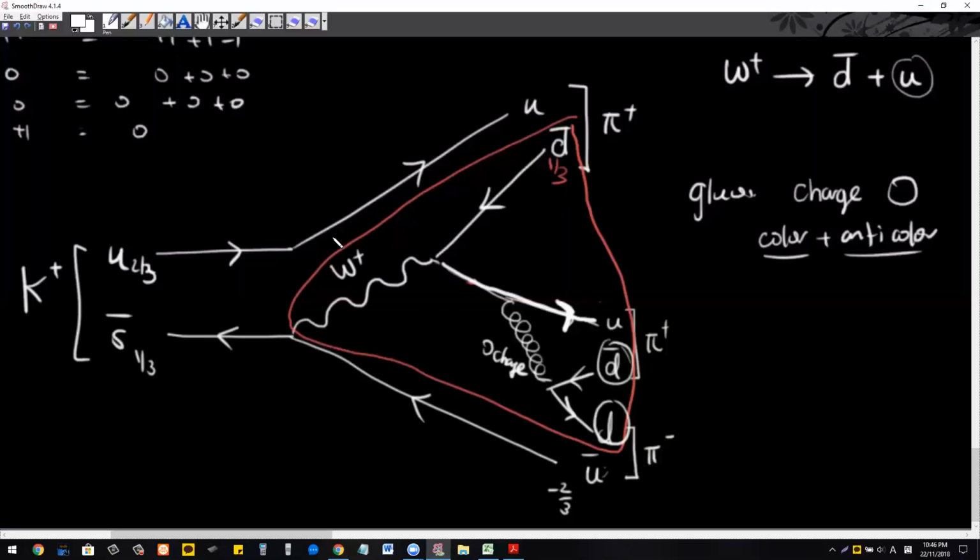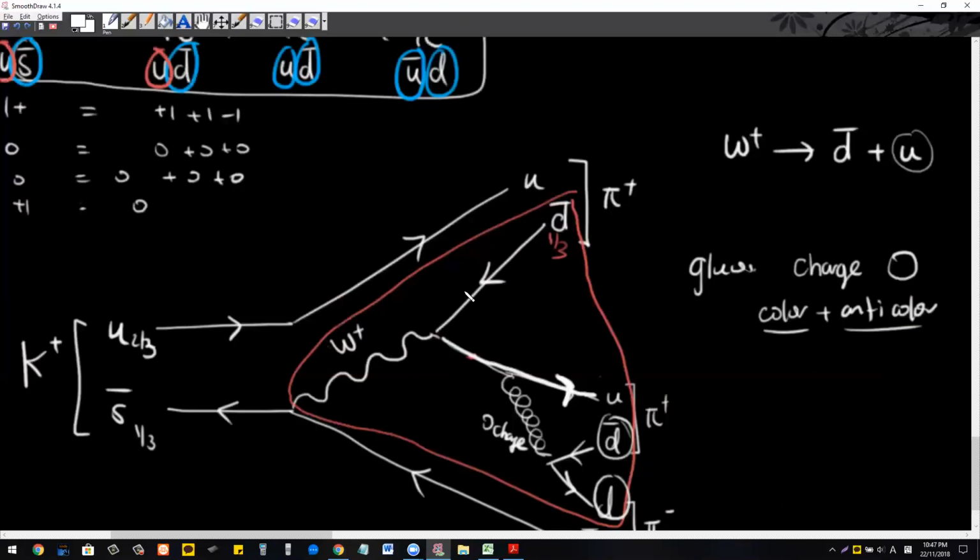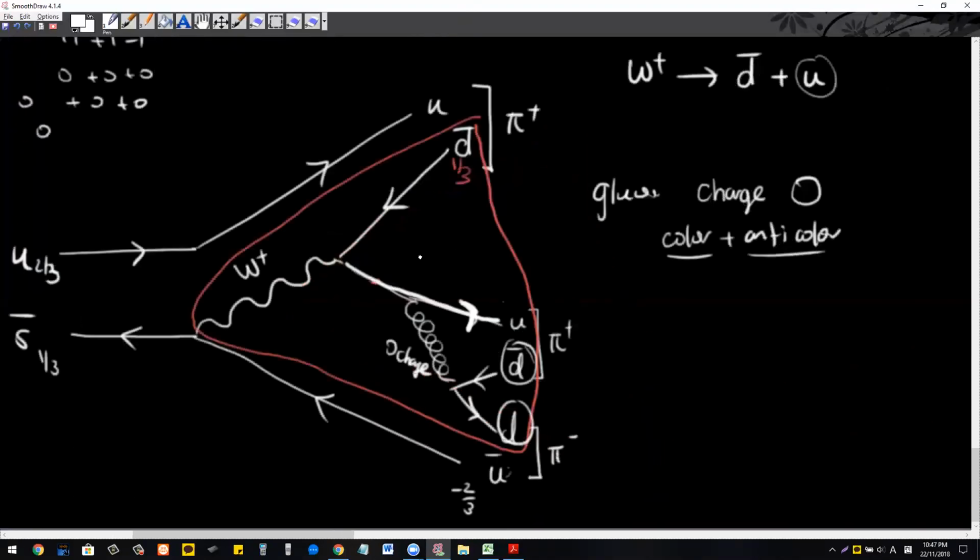So the fact that the strangeness is not conserved sort of gives us a clue that there must be some weak interaction producing a W or Z boson. Okay, right. Yeah, it's not absolute. That was the reason.